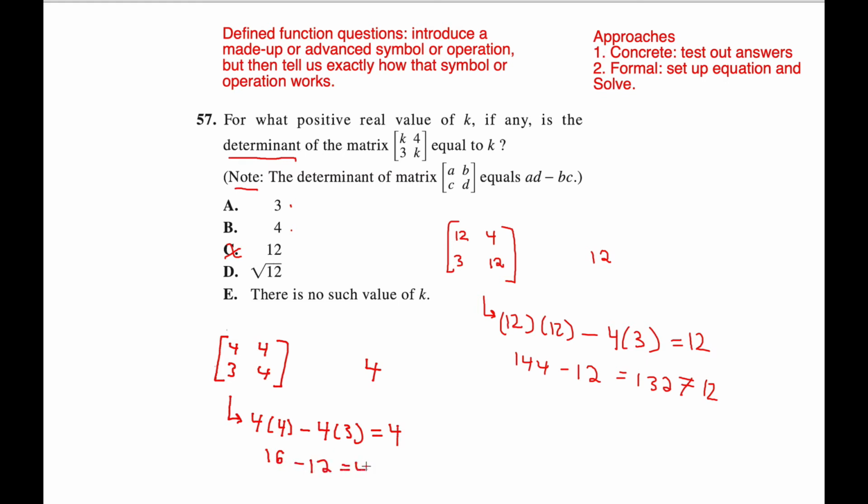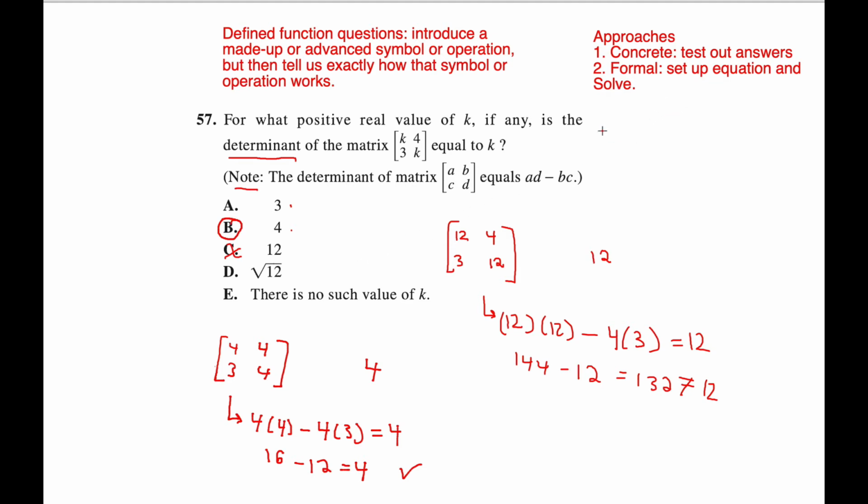And this is, in fact, true that 16 minus 12 equals 4. So we see that the number 4 does satisfy the question. All right, now that we have solved it in this more concrete way of testing out the answers, let's look at the formal way of solving this.